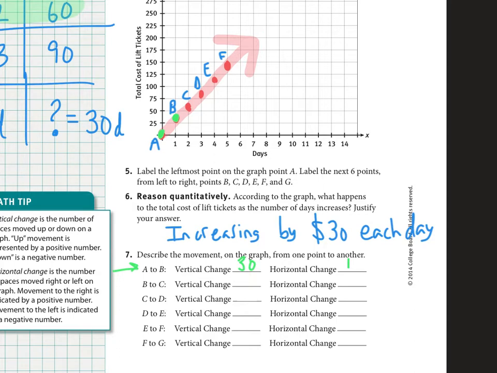Okay, how about from B to C? From B to C, the Y values went from 30 up to 60. So from 30 to 60 is a change of 30 units. The horizontal change from point B to point C, the X's went from 1 to 2. That's a change of 1. Okay, what about from C to D? The vertical, the Y values went from 60 up to 90. That's a change of 30 units. The horizontal change from point C to point D, if you look at the graph, went from an X value of 2 to an X value of 3. That's a change of 1.